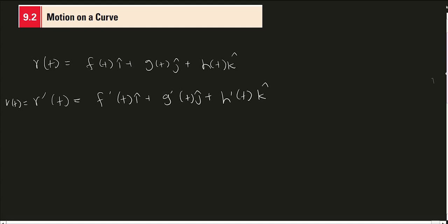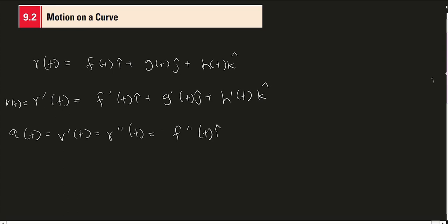And then how do we find the acceleration? How do we find the acceleration given the velocity? We take the derivative of the velocity. So we're gonna take the derivative of this velocity function, which will give us the acceleration, or we can simply take the second derivative of the position, which will give us the acceleration vector.